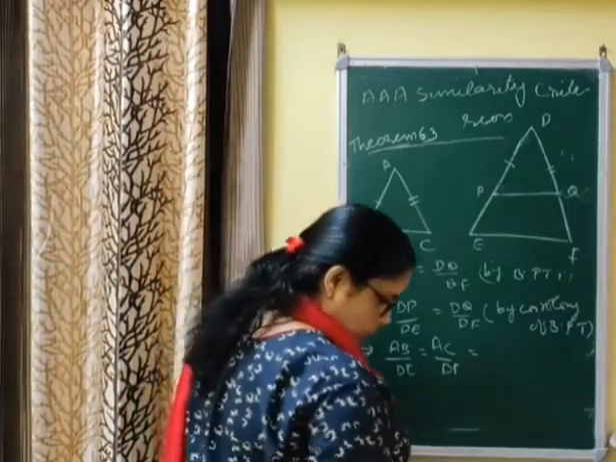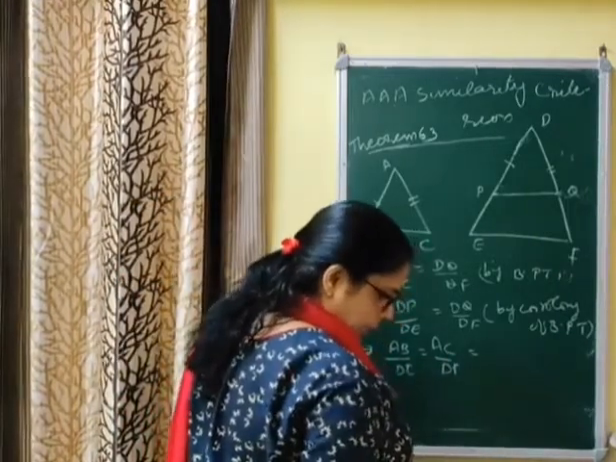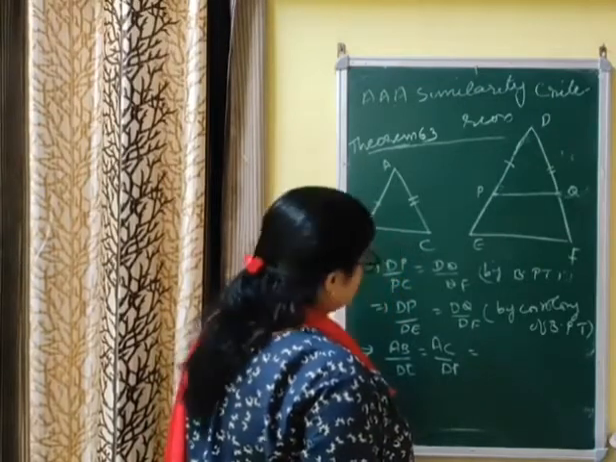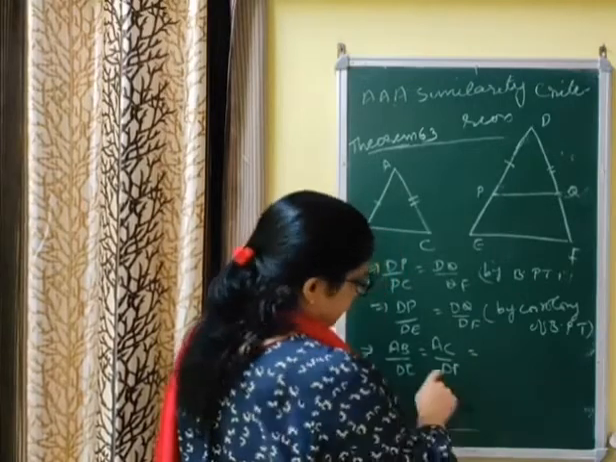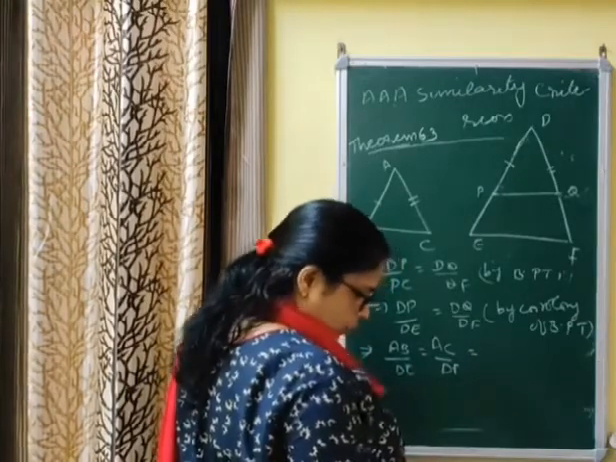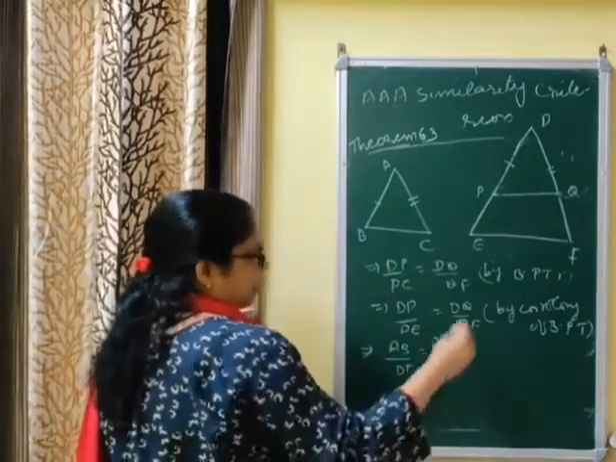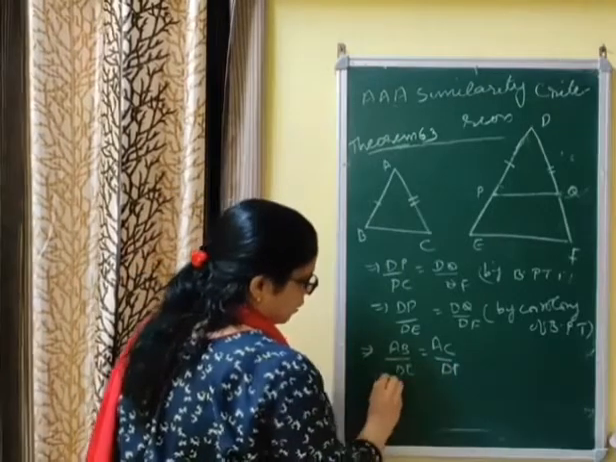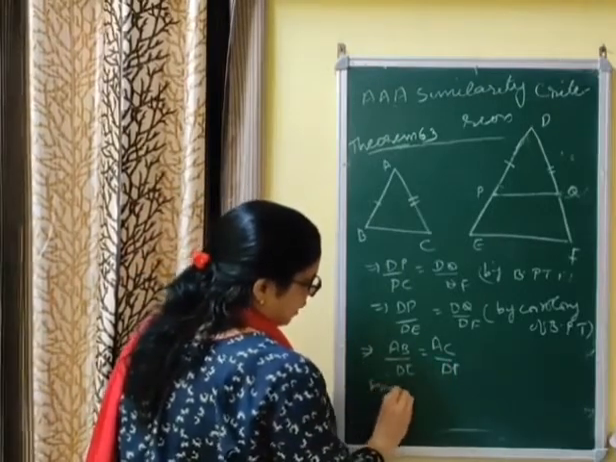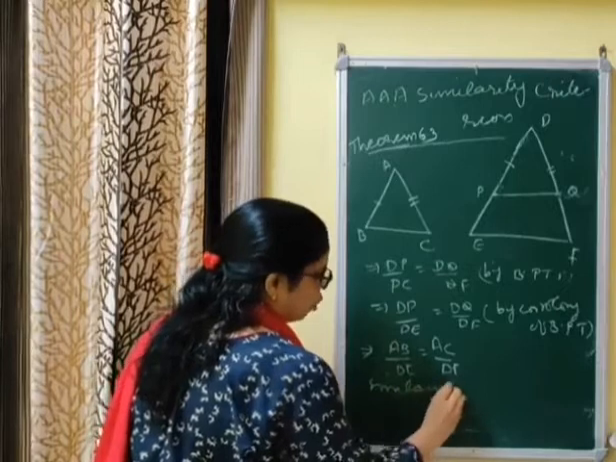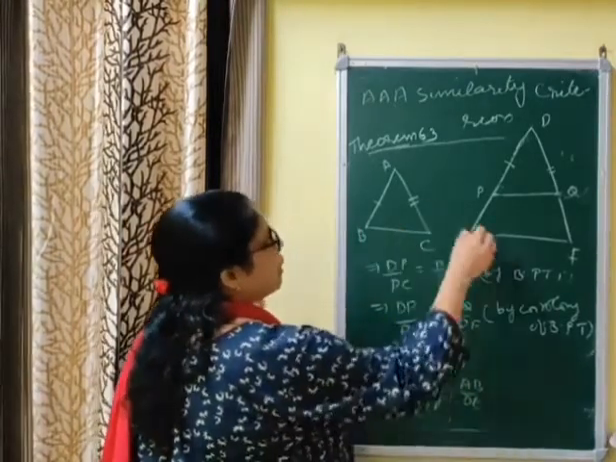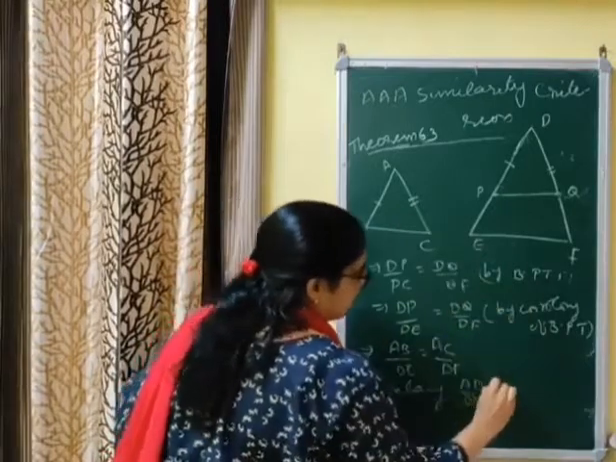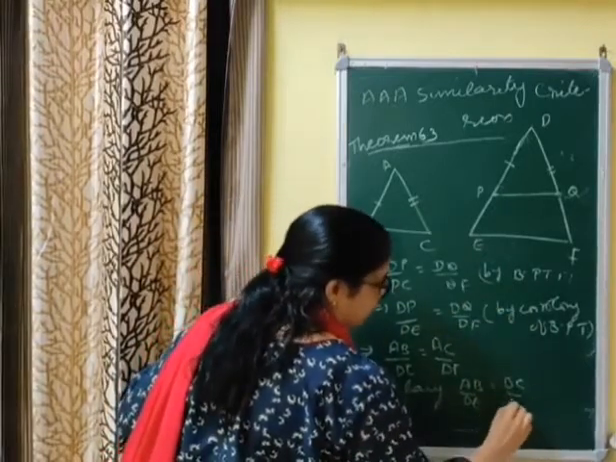One more condition you can use is DP by DE equal to DQ by DF. Again, AB by DE is AC by DF. But you can also prove that similarly. You can also prove that similarly, write similarly. Similarly, you can prove that. So there is no need of proving again: AB by DE is equal to the third side BC by EF.